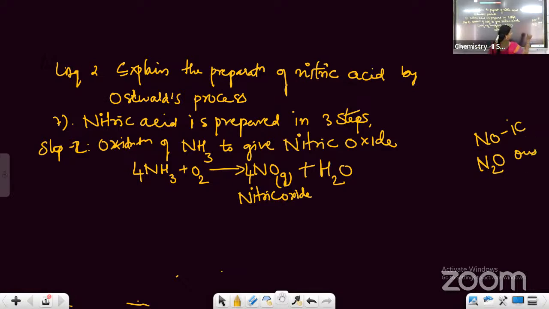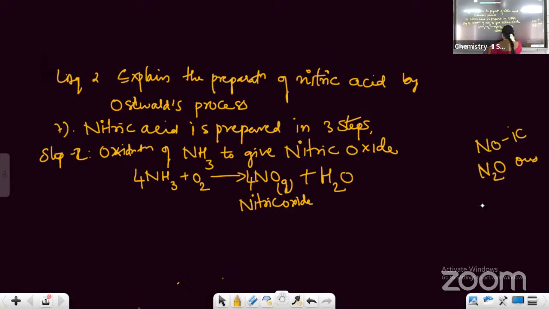So we know that higher oxidation state will end with the suffix IC, whereas lower oxidation state will end with the suffix OUS. So here it is the +2 oxidation state, here it is the +1 oxidation state. So it is the higher oxidation state +2, therefore it ends with IC, whereas this is the lower oxidation state, therefore it ends with OUS. So ammonia on oxidation gives nitric oxide plus water.